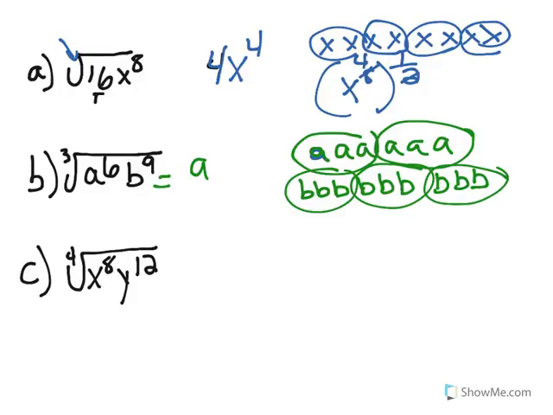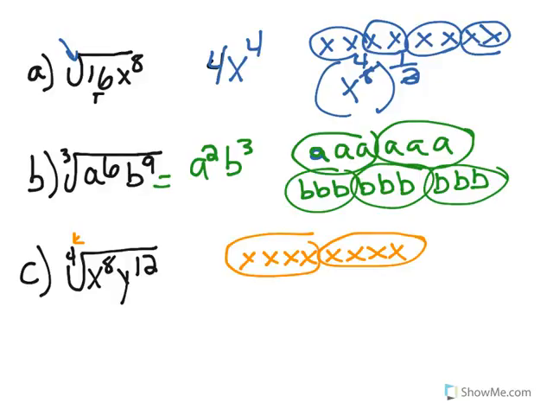I have 2 sets of a's, so that simplifies down to a squared, and I have 3 sets of 3 b's, so that simplifies down to b to the 3rd. Now let's go ahead and look at c. I have 8 x's. I need them to be in groups of 4. So I have x to the 2nd.